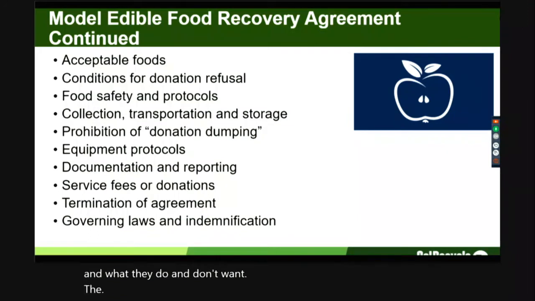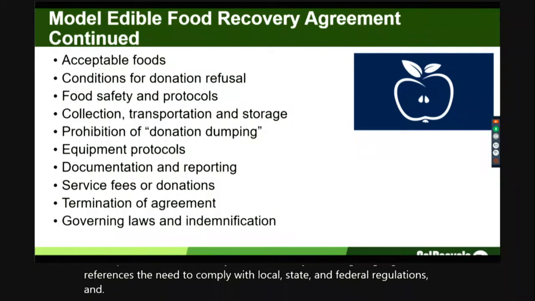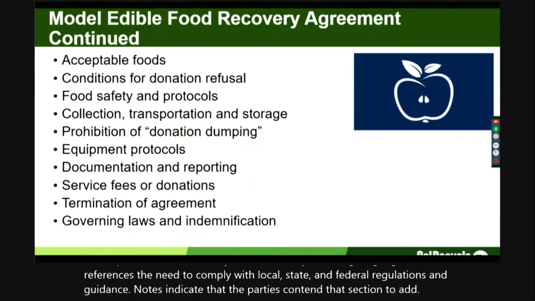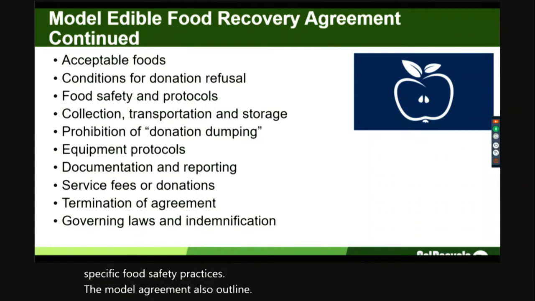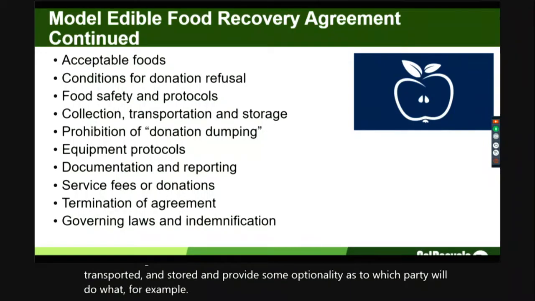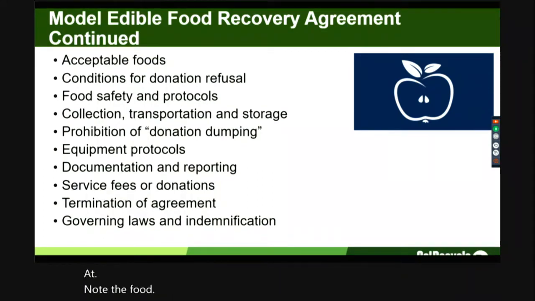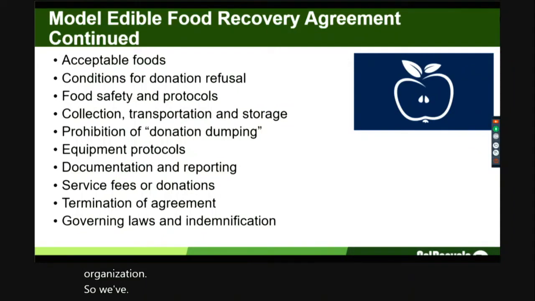The importance of food safety is addressed by including language that references the need to comply with local, state, and federal regulations, and guidance notes indicate that the parties can amend that section to add specific food safety practices. The model agreement also outlines how donated food will be collected, transported, and stored, and provides some optionality as to which party will do what. For example, in some cases, the agreement may note the food recovery organization picking up the food from the generator, and in other cases, the generator may be delivering it to the organization. So we've given optional provisions for either of those.